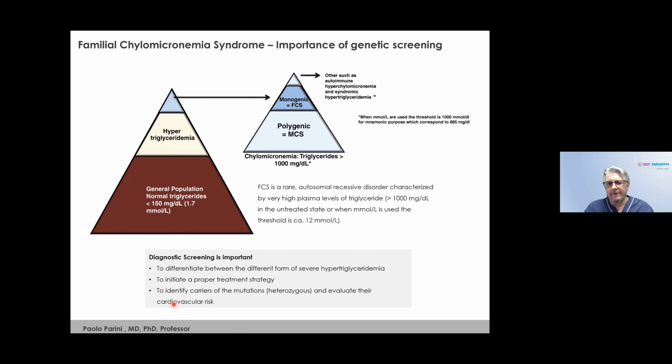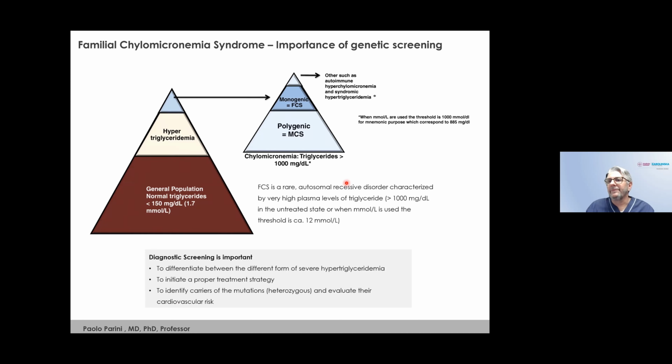It is very important to do the diagnostic screening. And the reason is because in the general population we have hypertriglyceridemia, but at the top of the hypertriglyceridemia, we have what we call the very high, severe hypertriglyceridemia. And this severe hypertriglyceridemia can be divided into two major groups of diseases. One is called the polygenic and one is called the monogenic.